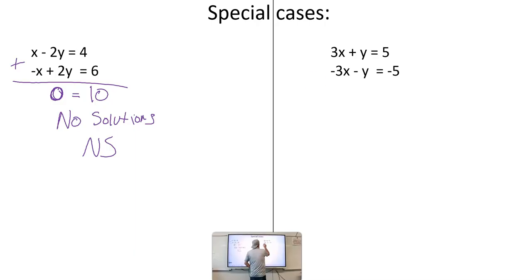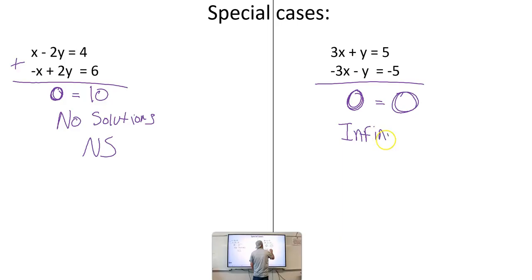So come on over here. Notice 3x and negative 3x disappears. Y plus y disappears. So I'm left with a 0 on the left side. And what is 5 plus negative 5? That's a 0. And does 0 equal 0? Yes, it does. So that means there are infinite solutions. Or in other words, it's the same line. And I would type capital I, capital S inside my answer.